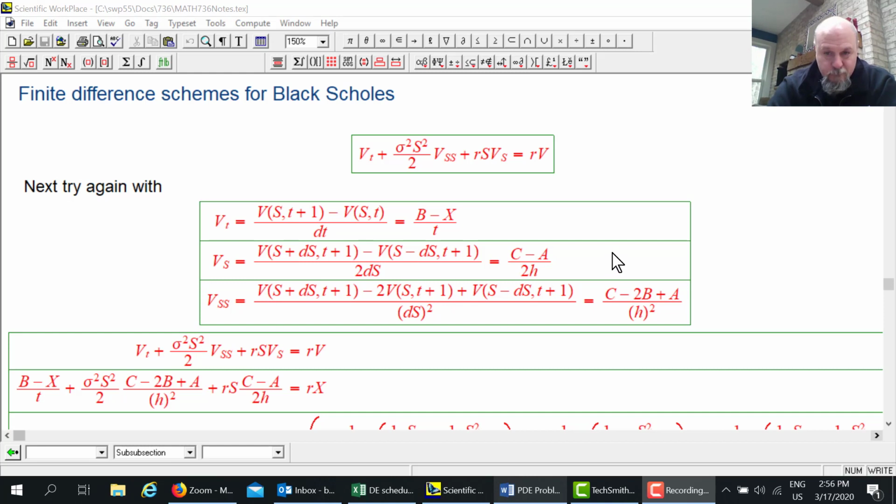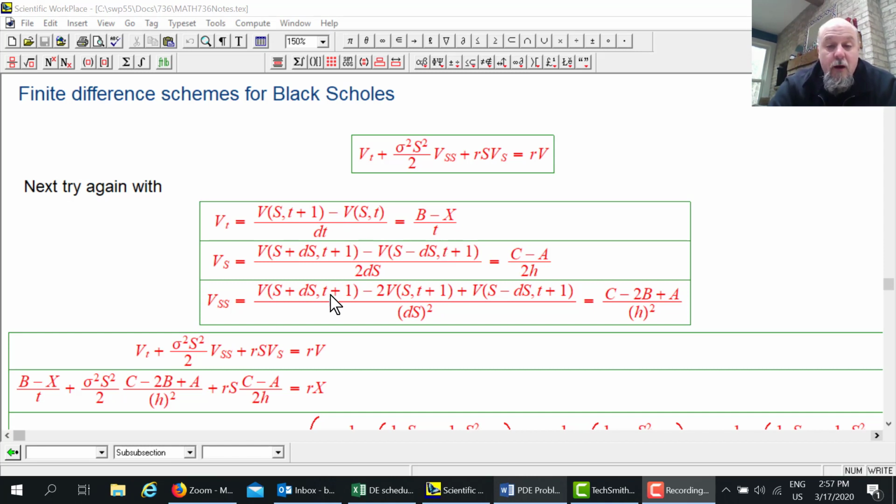The v sub s gets replaced with the center approximation. Now I'm doing the same setup here where the dS is like the h, the step size, how I'm chopping up the stocks, whether it's 50 cents, so you're listing the stocks at $1, $1.50, $2, $2.50, etc. That's the h. The dt is how I'm chopping up time. Now, because of the program I'm using, I'm going to replace the dt with just a t here. So this t means the time step.